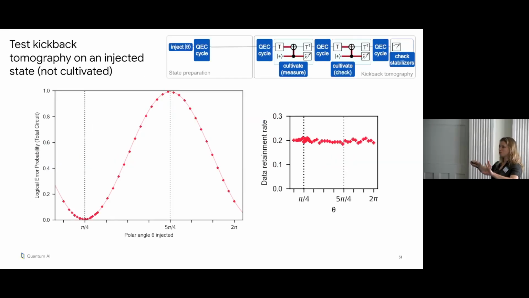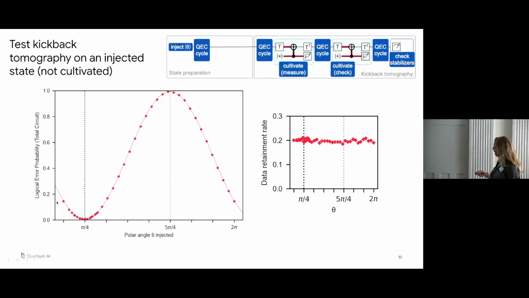Okay, but first, before measuring a cultivated T state, we check it on just a state that's injected. The point of this is to see, is the kickback tomography measurement apparatus working as we'd expect? So we start with an arbitrary angle theta that we inject. We run some QEC cycles, and then we run this kickback tomography measurement.